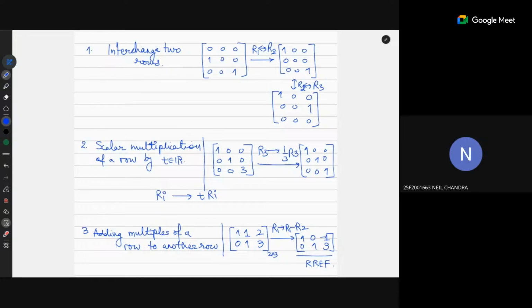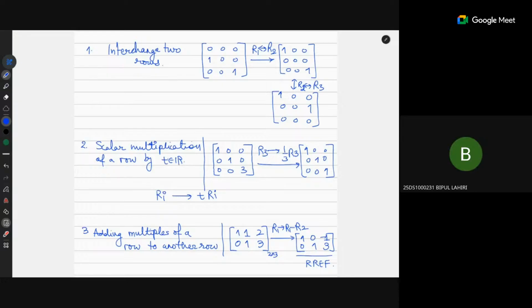Yes. Okay. Thank you, sir. Every row which has a leading entry. Okay, thank you. Yeah. So the leading entry column will only have that leading entry as non-zero element. Other entries should be zero.